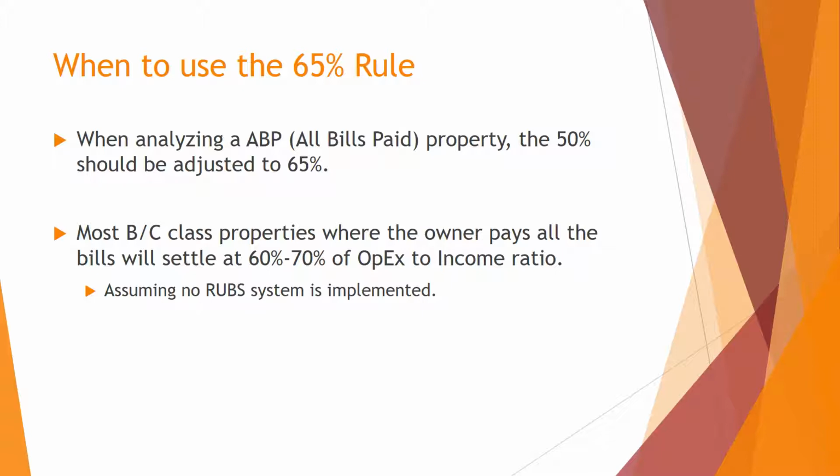So use the 50% rule if you're looking at B and C class properties that are well maintained, you make some assumptions, and tenants pay their own bills. Use the 65% rule when you don't have a lot of information, but you know at least that the owner pays all the bills.